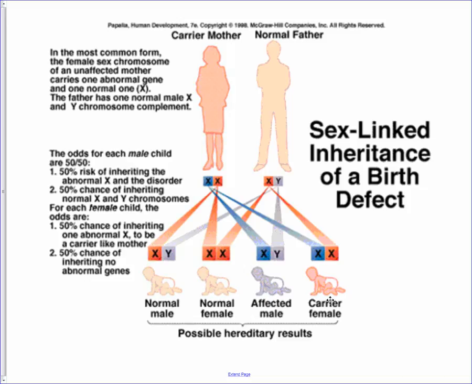Likewise, with a female, she's going to get the bad X chromosome from her mom, but she's going to get a good X chromosome from her dad, which will override the bad one. So she'll just be a carrier. She'll have the bad genes, but she'll be okay because she has regular genes as well.